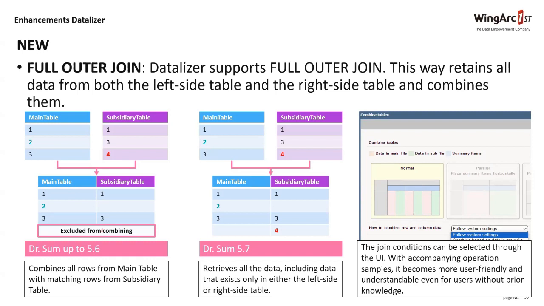Datalizer now supports full outer join, which allows for retaining and combining data from both left and right tables, like you can see here. With Dr.Sum 5.7, it retrieves all the data, including records that exist solely on one side of the join. The conditions for joining can be easily selected through the UI.